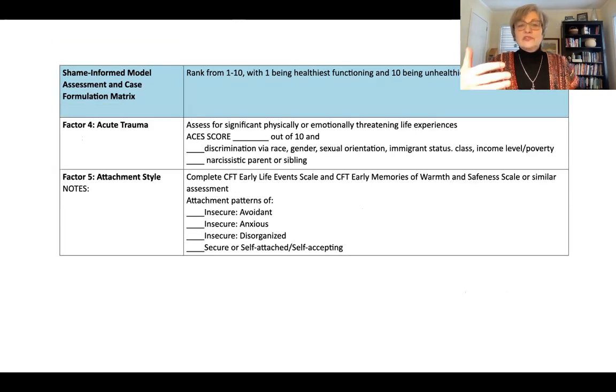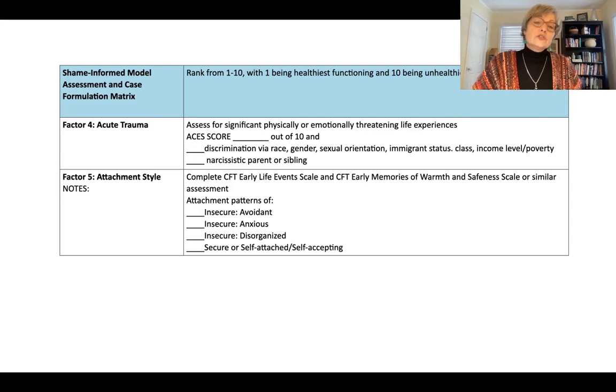Acute trauma, so many things we could assess for here. The ACEs is one of the standard, easy to administer 10-question assessments. I also like to look for more psychosocial factors like discrimination on race, gender, sexual orientation, immigrant status, class, poverty, etc. Those we know create a sense of unworthiness in people who grow up having experienced those things.